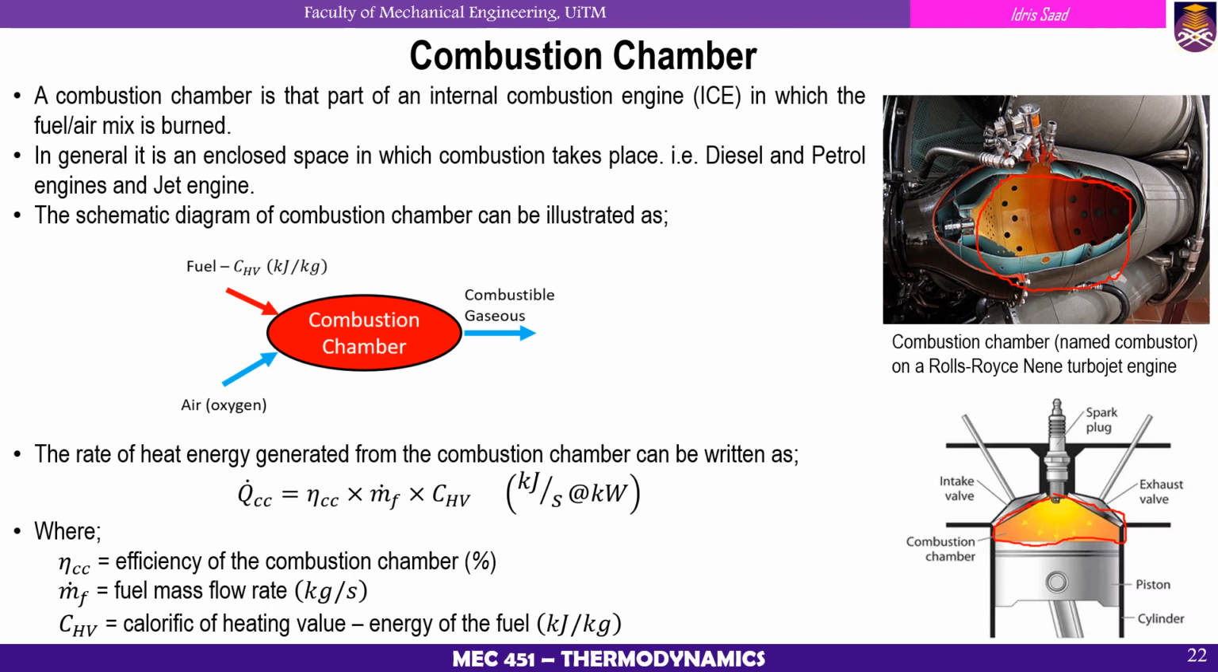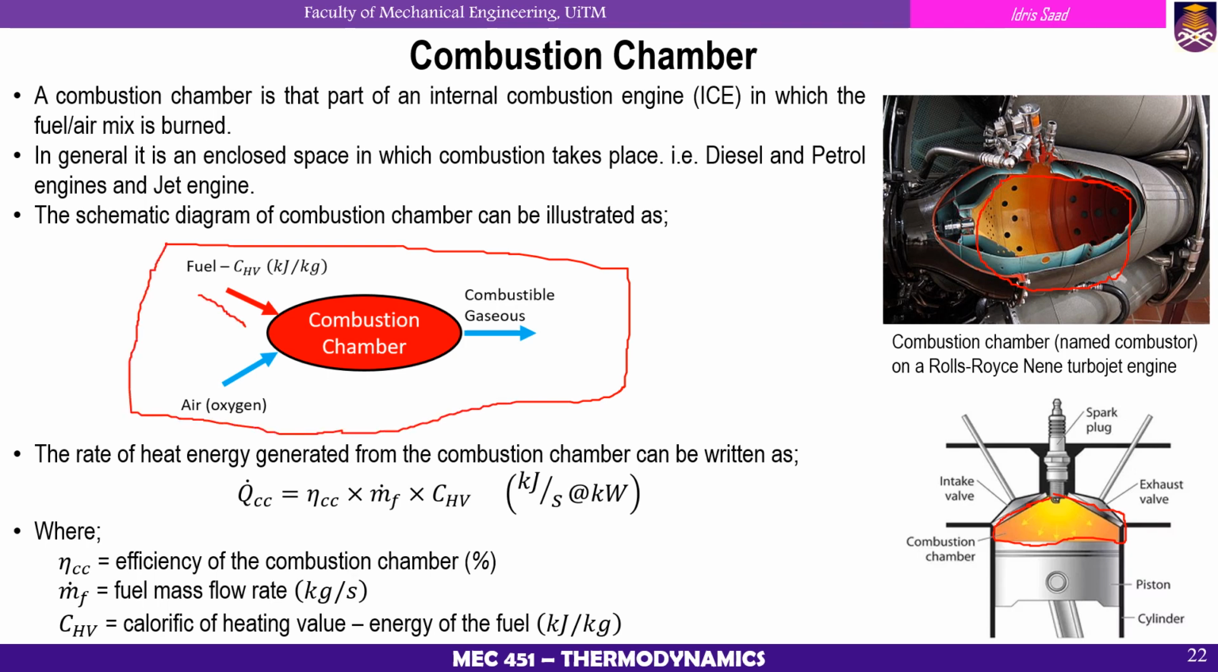Okay, so this is the diagram to show the process of combustion. The first one, we require the fuel with a certain energy value, and we have the oxygen going into the combustion chamber, and finally it will produce the combustion gases.